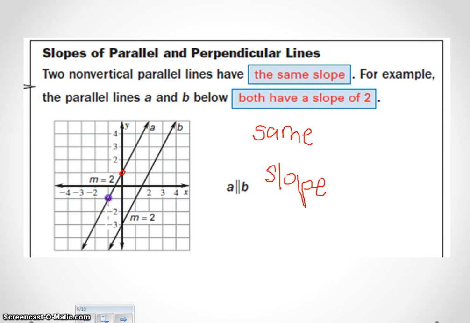You can see from the first point, I go up 2. That's positive 2. And then I go over 1. So this is 2, this is 1. 2 over 1, slope is 2.